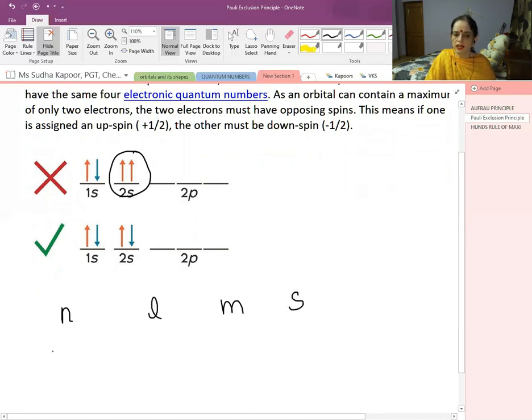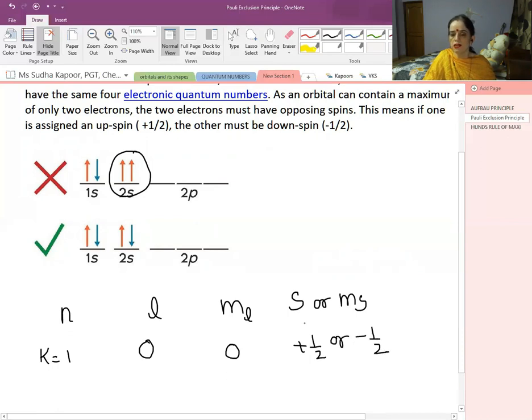Let us consider shell number 1, that is the K shell, n equals 1. In that case the azimuthal quantum number is going to be 0. What about the magnetic quantum number ml? It is also going to be 0. What about the spin quantum number, ms? It can have the value plus half or minus half, because we all know that the spin quantum number depends upon each value of ml. For each ml, it has plus half or minus half.